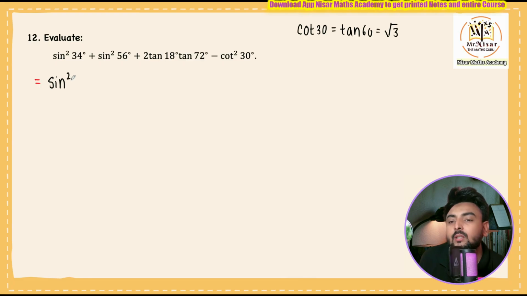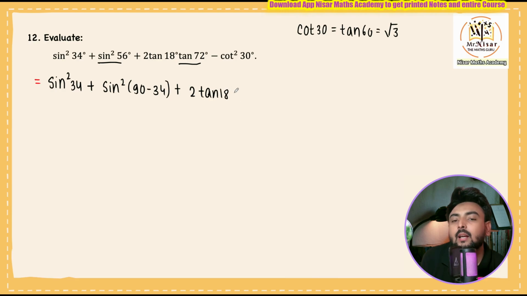So sine square 34 I'll write as it is. I'll convert this and I'll convert this. And sine square, first I'll write in the form of 90. It will be 90 minus 34, and 90 minus 34 is 56, plus 2 tan 18. And next tan 72 I'll write in this way, 90 minus 18. 90 minus 18 is 72, minus cot square 30, that I'll write in the next step.